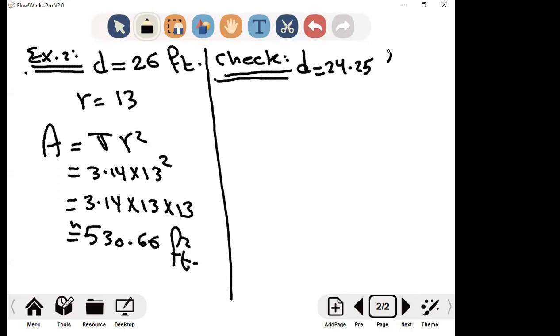24.25 what? Diameter. I want the area, so I need the radius. What's the radius? Half of the diameter. So to find the radius, take the diameter and divide by 2, right? It will be what? 12.125. This is the radius. Can I find the area now? Yes. Apply the formula.